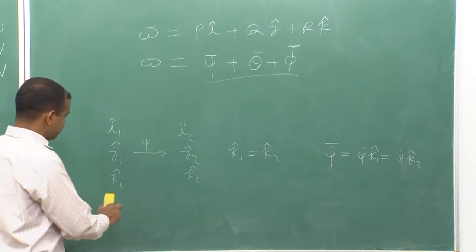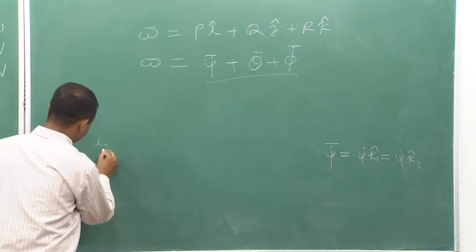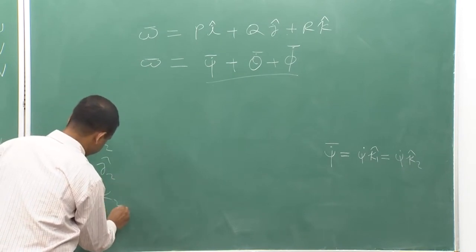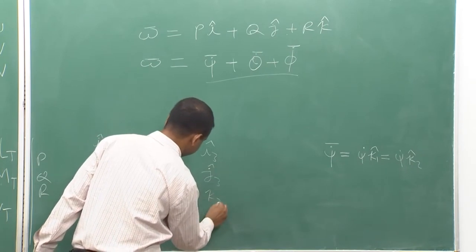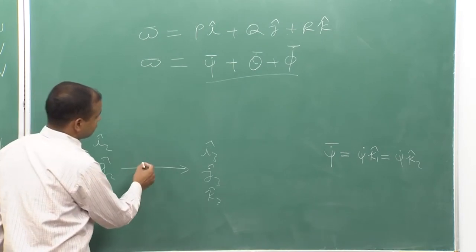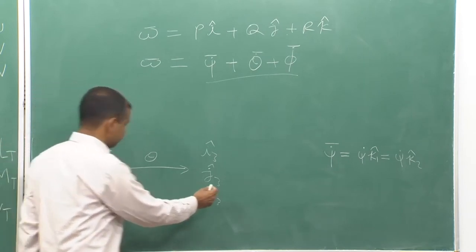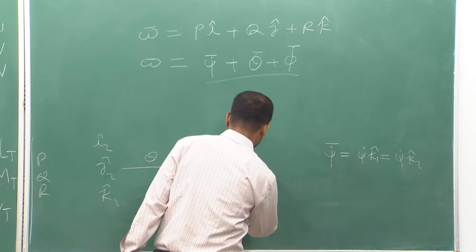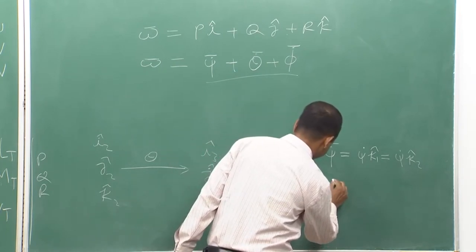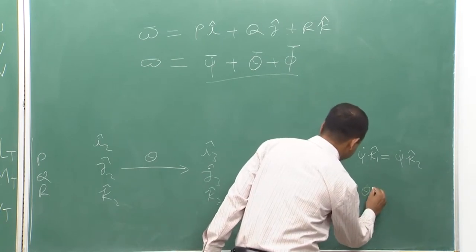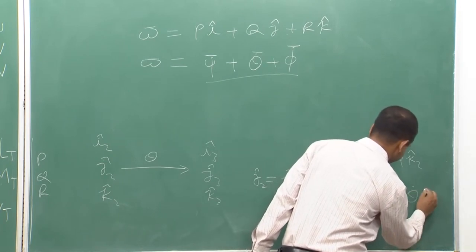Similarly, when we did the second rotation, that was from I2, J2 and K2 to I3, J3 and K3. From this rotation we got the theta angle, and we are doing this about the y axis, which means J2 and J3 are the same, and we can write the theta dot vector is equal to theta dot J2 or theta dot J3.